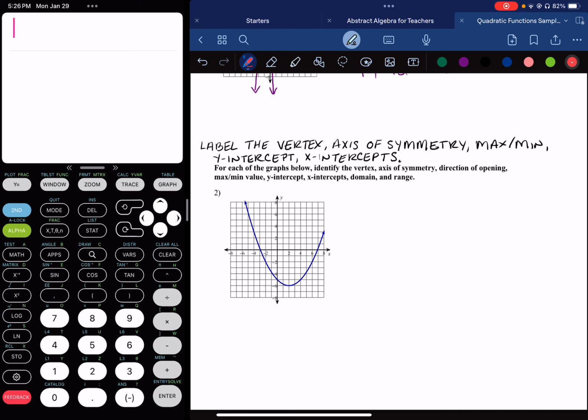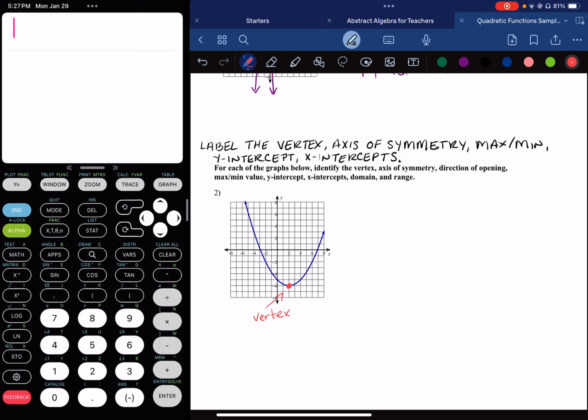Okay, so looking at the graph, I want you to show me where the vertex is, and we can do that by observing where the graph is changing direction. And I can see that happening right here where I've placed the dot. I'm also going to draw an arrow to it, and I'm going to identify it as the vertex.